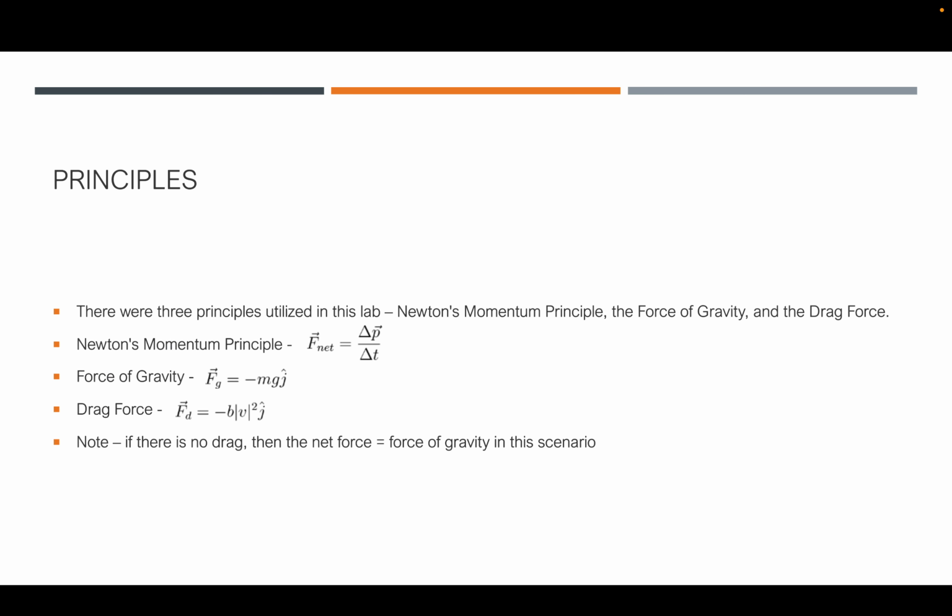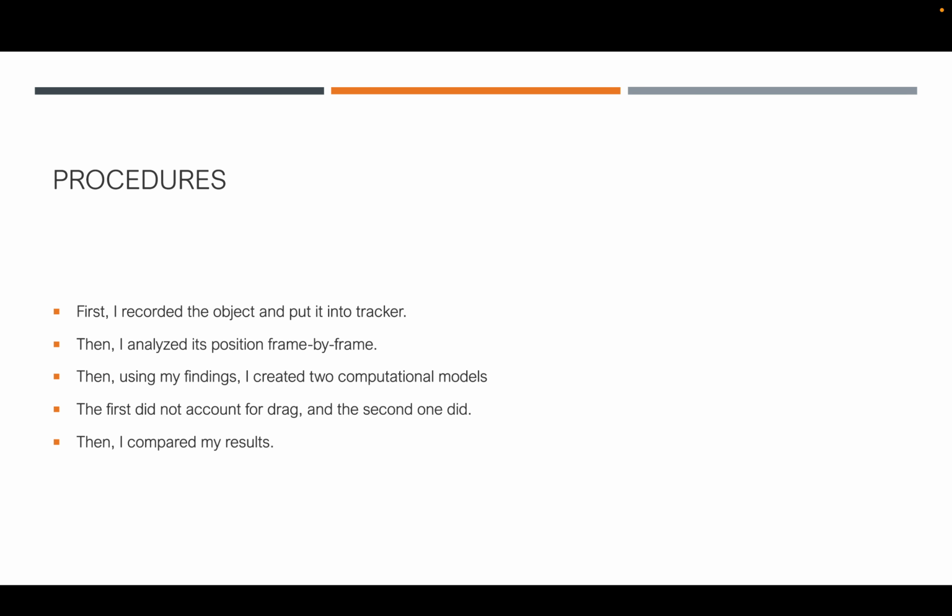So getting into the principles used in this lab, we have Newton's momentum principle, the force of gravity, and the drag force. Newton's momentum principle states that F net is equal to the change in momentum over the change in time. The force of gravity is equal to negative mass times acceleration due to gravity, and drag force is equal to negative b times the magnitude of velocity squared. An important note, if there is no drag, then the net force is equal to the force of gravity, at least in this scenario.